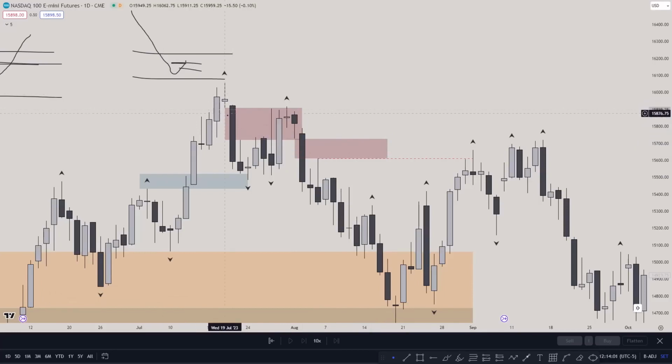First of all, we have this daily fair value gap that is respected, and creating another fair value gap that is also going to be respected. And what do we have? Another thing is the liquidity or the inducement below the bearish fair value gap.